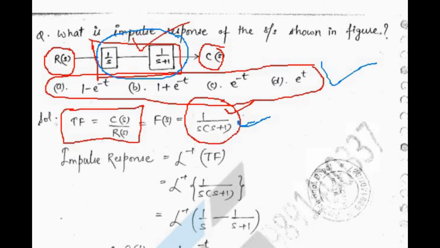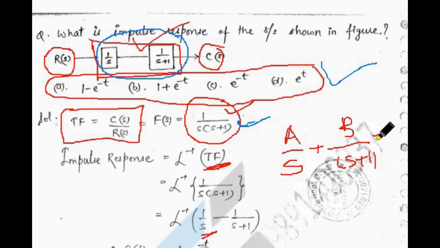So now you are going to apply the Laplace inverse transform for this transfer function. Here it is: you write it as a divided by s, right, plus b divided by s plus 1, right? Like that you are going to replace this, equal to 1. So you are taking the LCM for this side, so it will be a into s plus 1 like this, right?